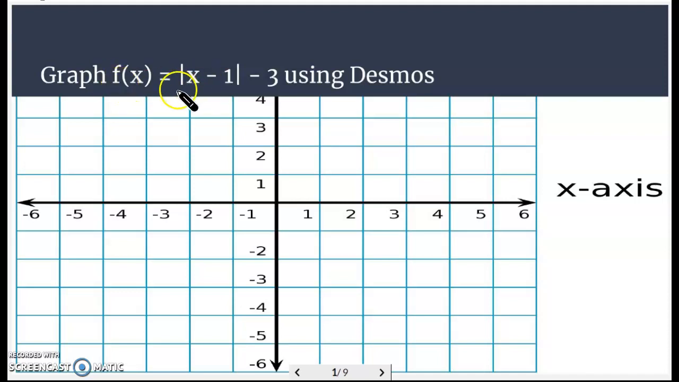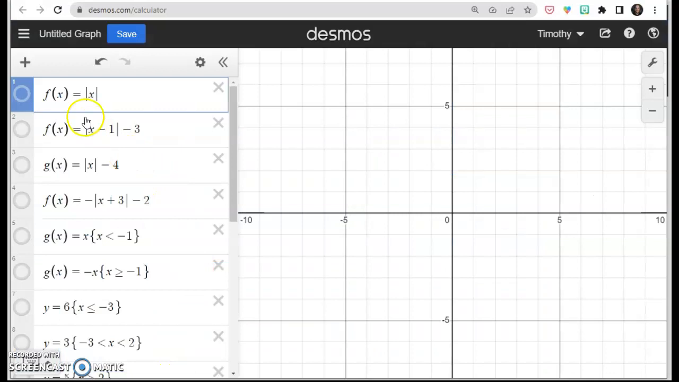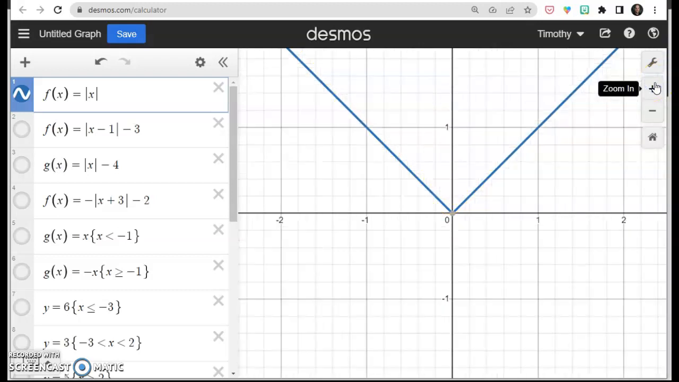So the first one, as you can see, is an absolute value function. We see the absolute value of x minus 1, minus 3. Let's flip on over to Desmos here, and let's look at an absolute value function. I have it right here, f of x equals absolute value of x. That's just the basic absolute value. It has a V shape. You can zoom in and just see that we're going up one, right one, up one, left one, and that's the basic absolute value.